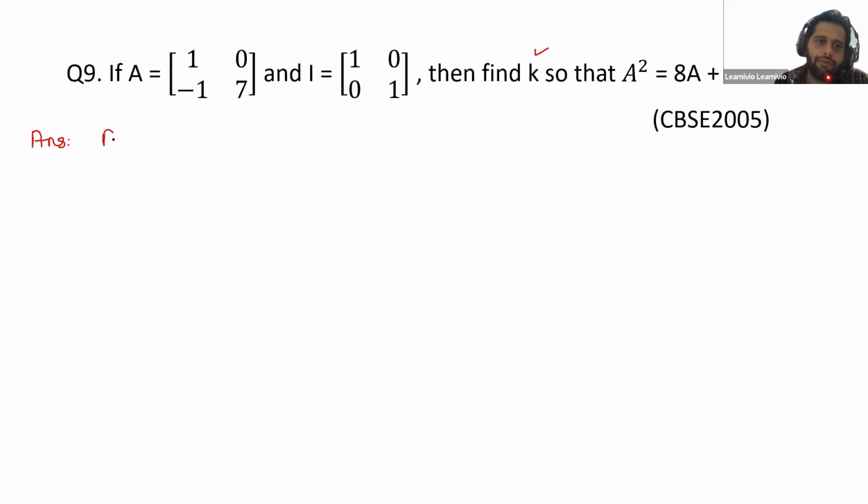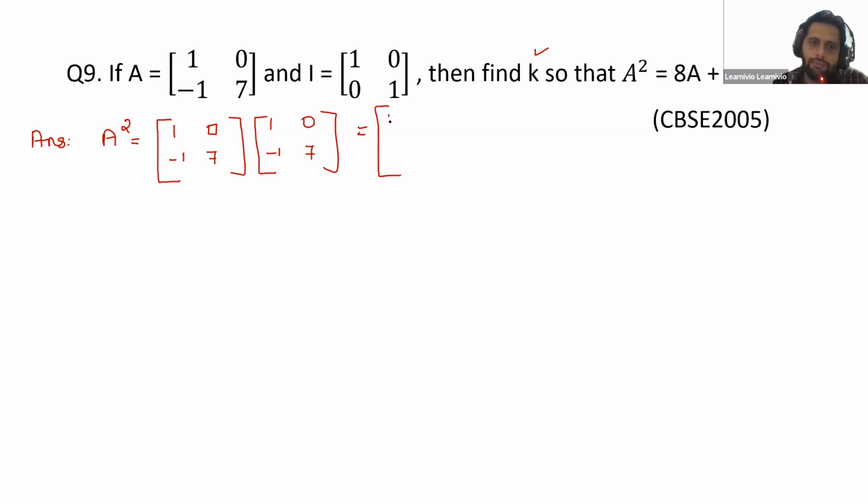We have A. We need to find A square. So A square means 1, 0, minus 1, 7. We will multiply this with 1, 0, minus 1, 7. So this will give us first row and first column: 1 into 1 is 1 plus 0 into minus 1 is 0. And first row, 1 into 0 is 0 plus 0. Then this minus 1, then minus 7. Okay. Then 0 and plus 49. So finally we get 1, 0, minus 8, 49.